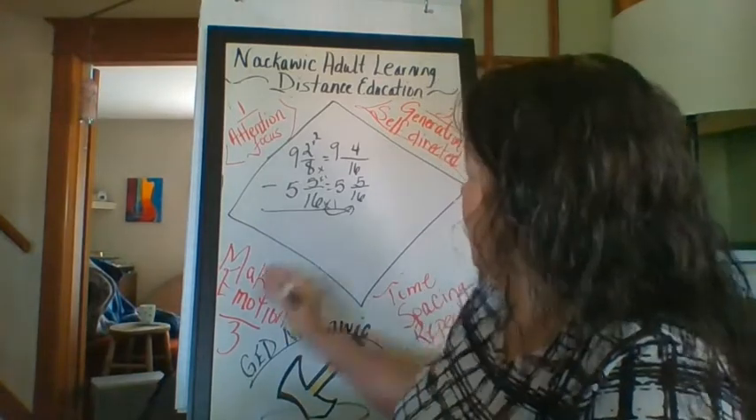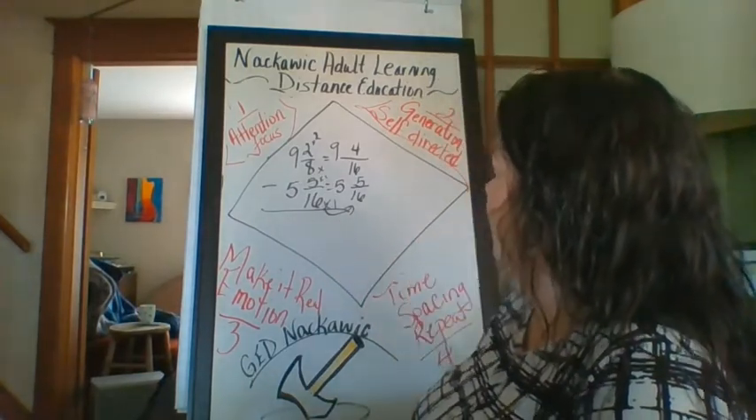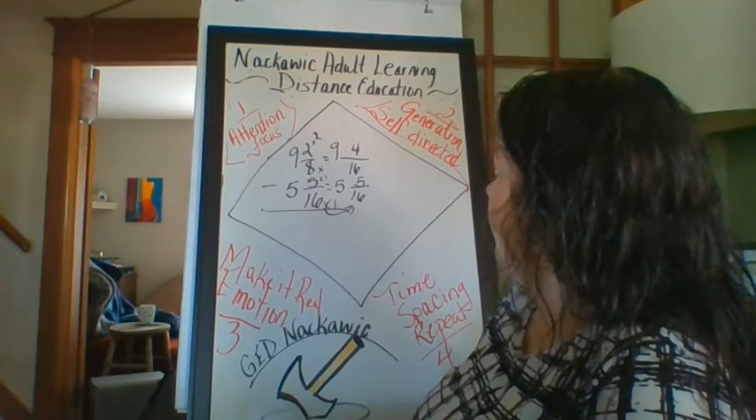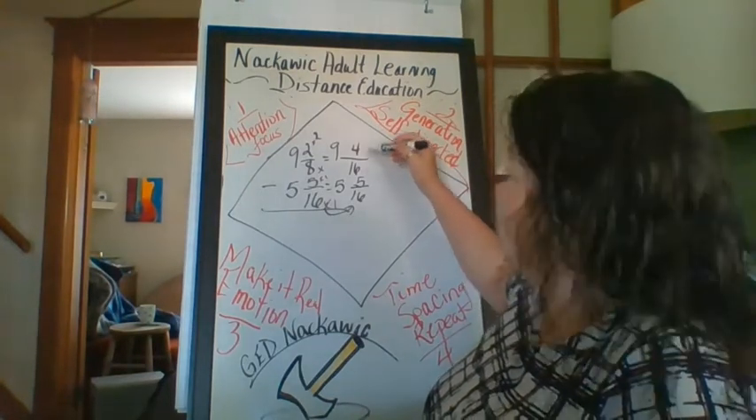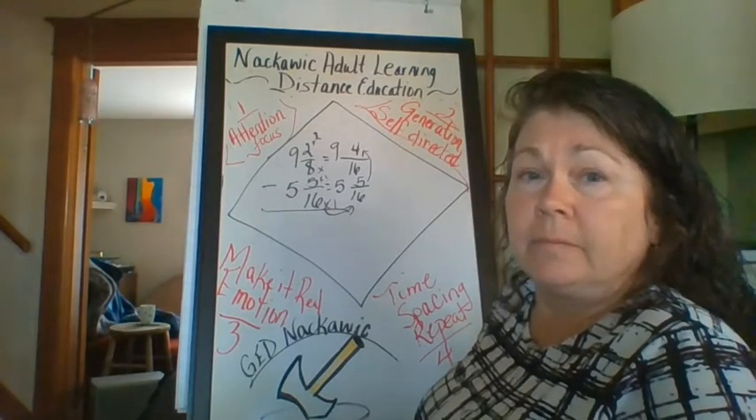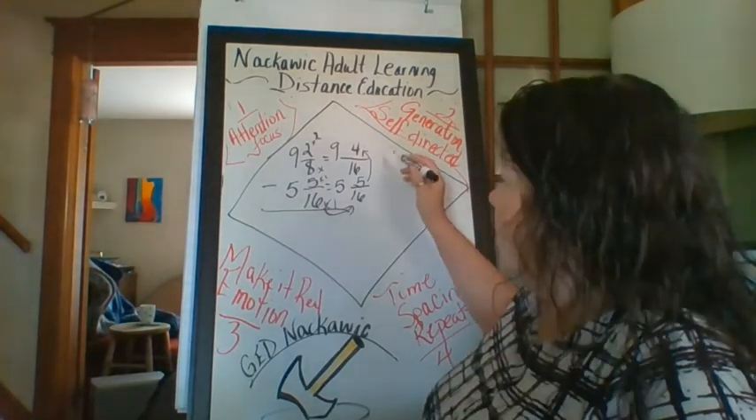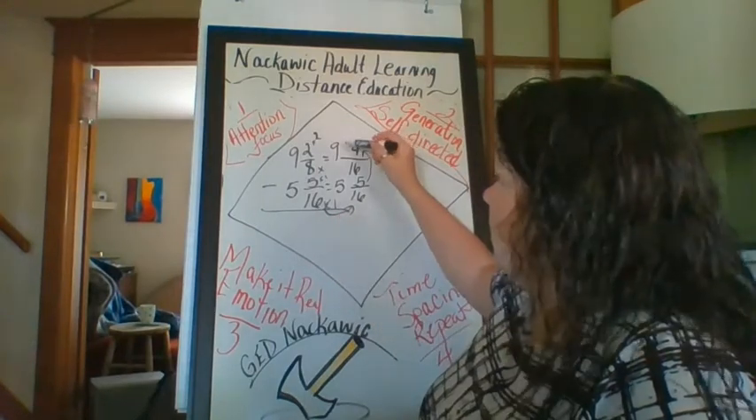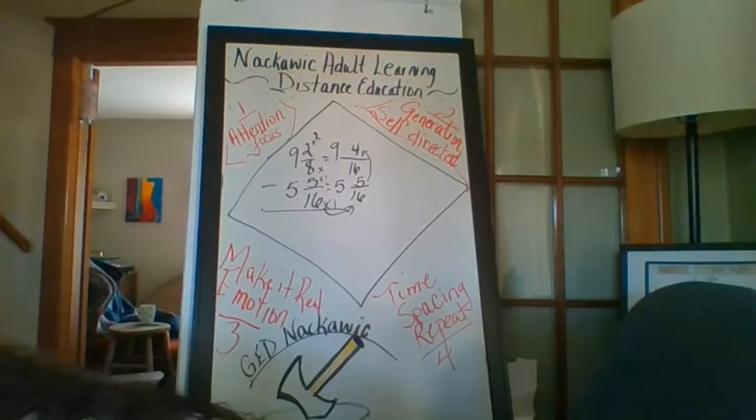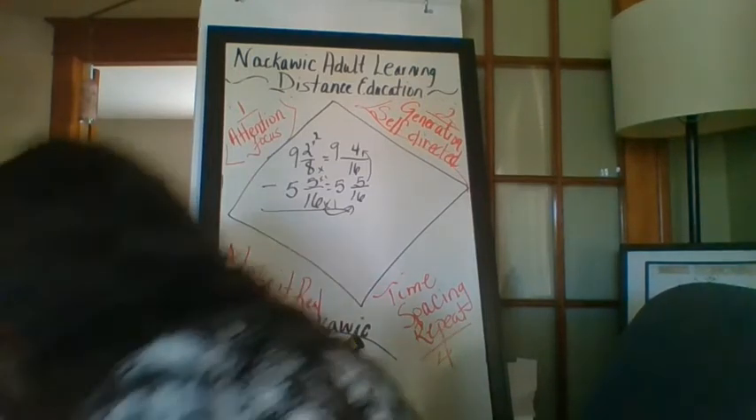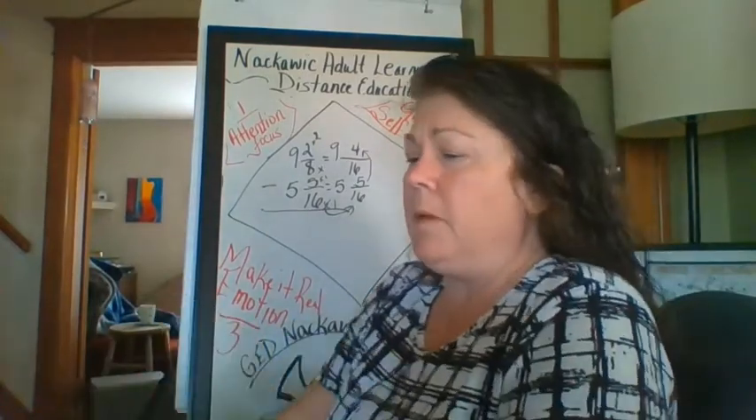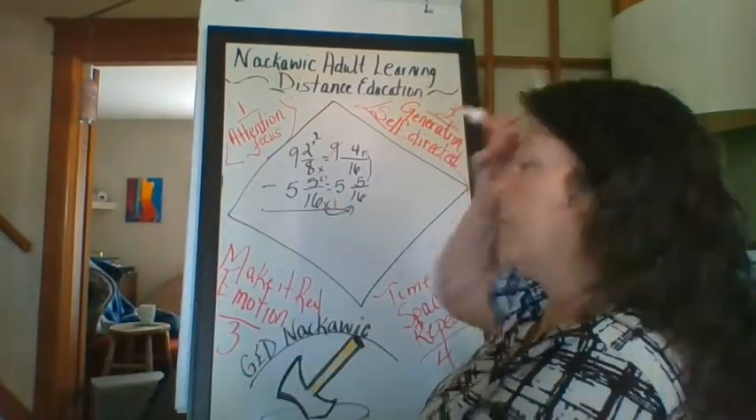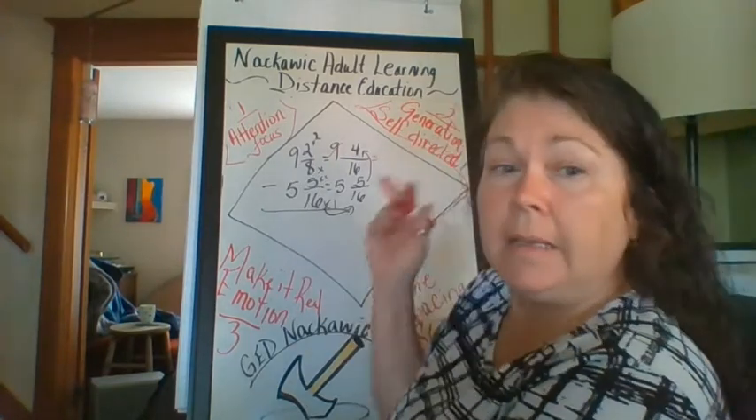Now I can't take 5 out of 4. So I'm going to borrow. I wish I had my red marker. There it is. Great, let's use the red. So I'm going to borrow 1 from here. So now this is going to be 8.